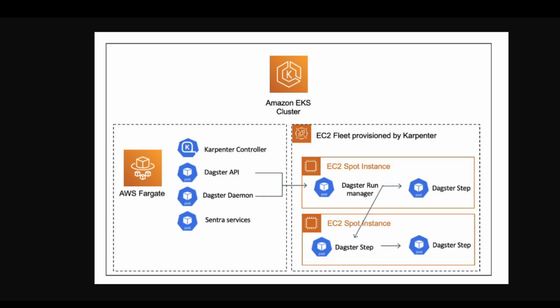So I hope that you found it useful. If you're running your data pipelines and data jobs, especially the big data ones, on AWS, then I would highly suggest you look at this architecture and try using AWS EKS with Dagster and Karpenter to speed up your data orchestration and data pipeline jobs.